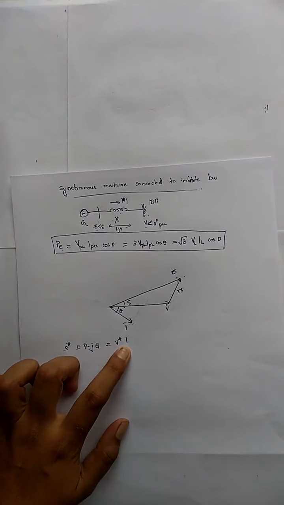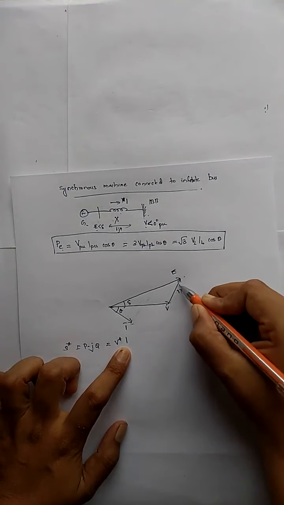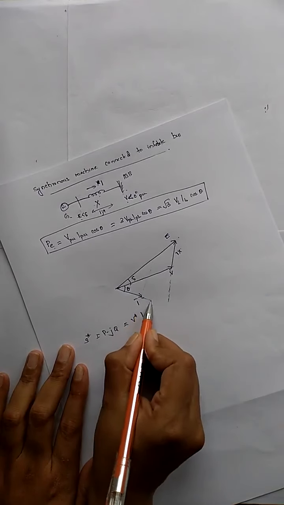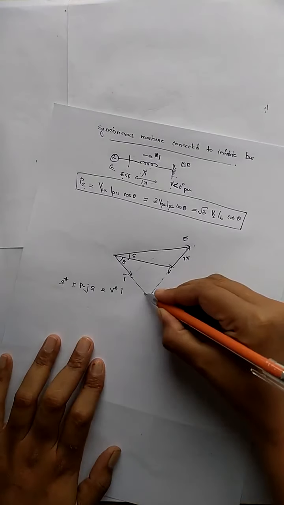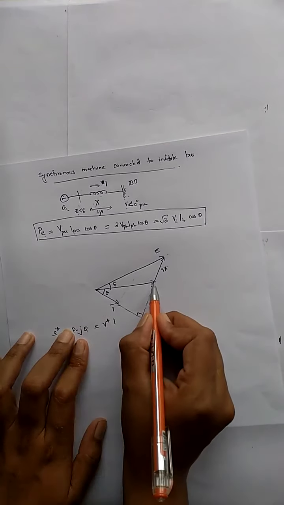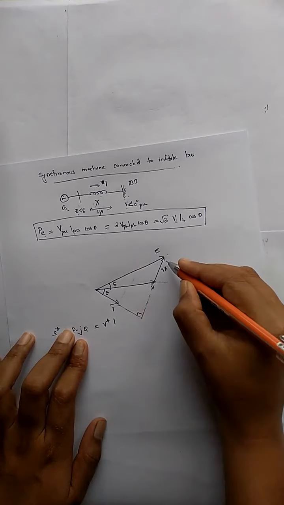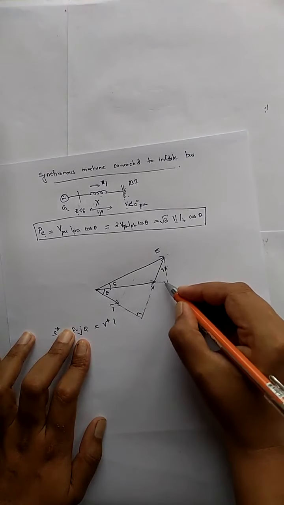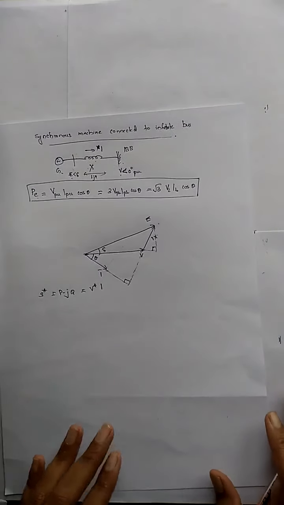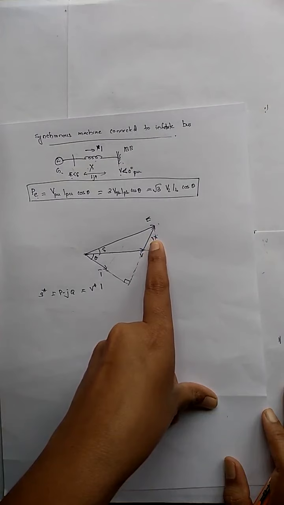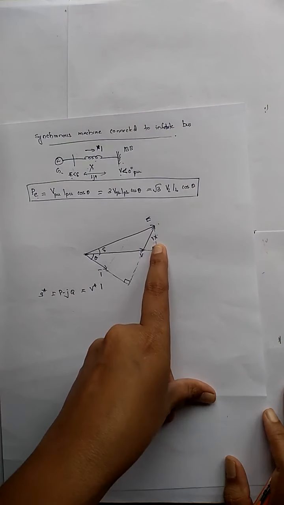Next I have to find out the current I. How will I find the current I? For that, this is 90 degrees. If I bring this back and draw this, this will also be 90 degrees. If I draw straight like this, this can also be 90 degrees. So first I will find out the magnitude of IX, and from that I am going to find out I.